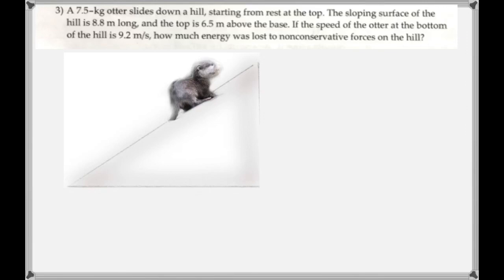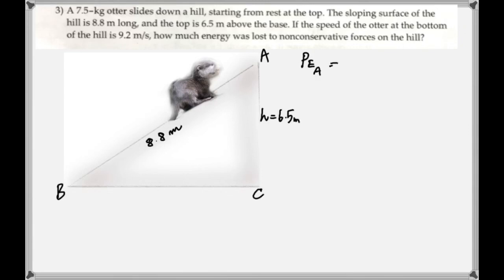So when we say non-conservative forces, in this case it is friction. And to find the energy lost, the idea is to find the potential energy at the top, find the kinetic energy at the bottom, and take the difference between them. Because if the kinetic energy at the bottom is less, the energy was lost due to friction, which is the non-conservative force. So here we go.